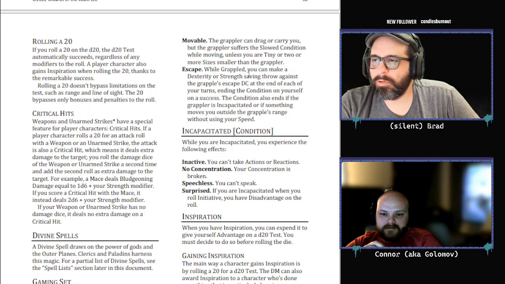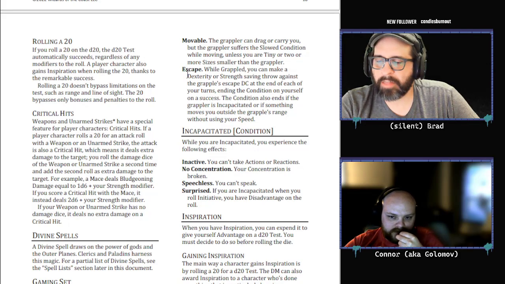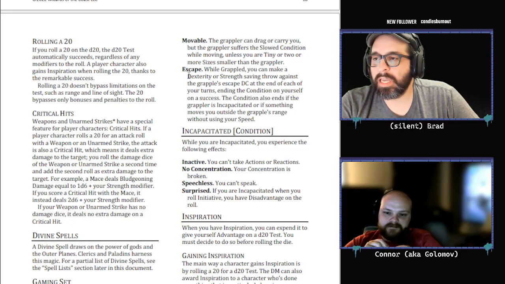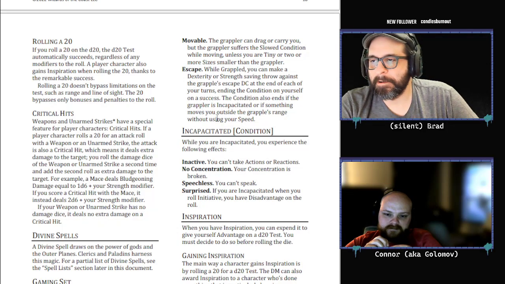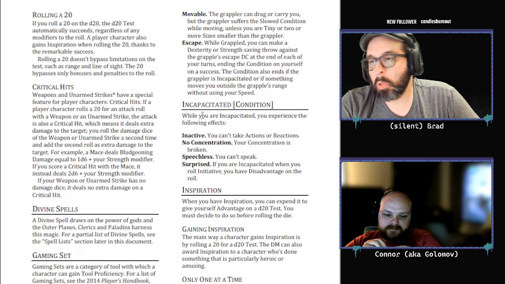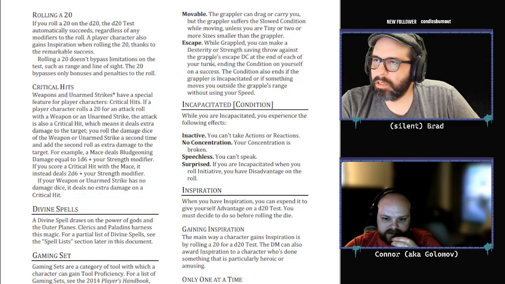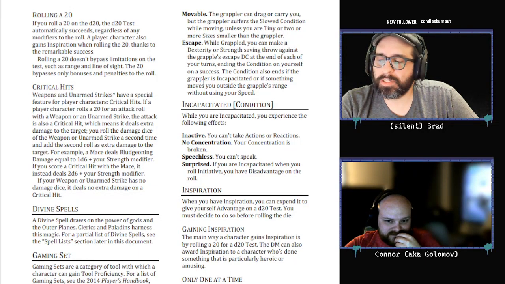And then while grappled, this is a change where it used to be a contested athletics versus athletics or acrobatics check. Now it is a dex or strength save against the grapple's escape DC. So that's a bit of a change. So grapple, it doesn't say plus proficiency. Probably 8 plus strength plus proficiency is probably what it is. But that's a good point. It doesn't even mention what the DC is.